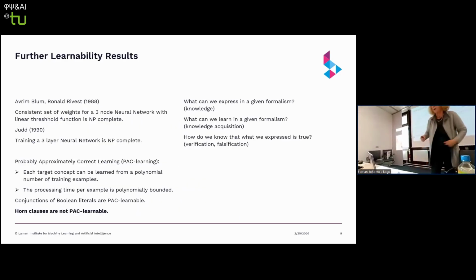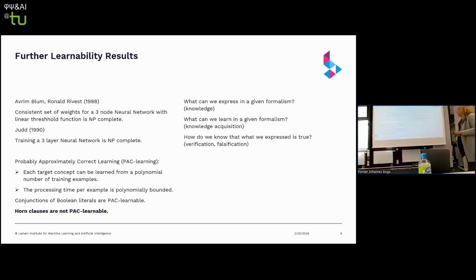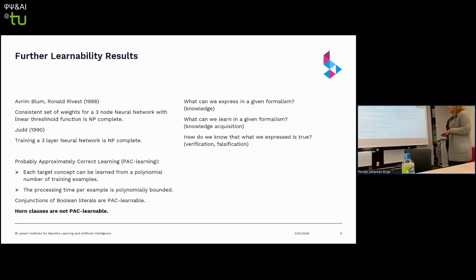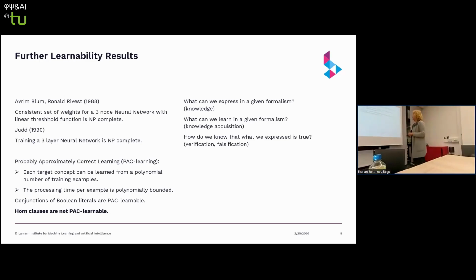Then, of course, we have lots of other learnability results. For instance, the famous Blum-Rivest result: finding a persistent set of weights for 3-node neural networks with linear threshold functions is NP-complete. So we have from Judd in 1990 that training a 3-layer neural network is NP-complete.